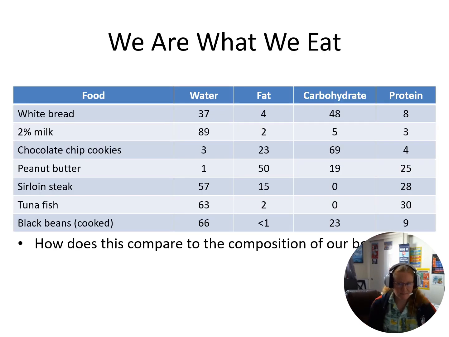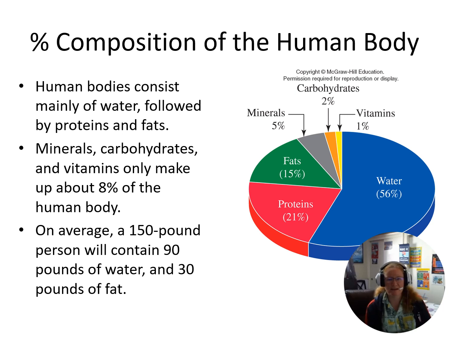So we like to say that we are what we eat, and so when we look at all these different things, the water, the fat, the carbohydrate content, the protein content of various different things that we might ingest, okay, how does this compare to the composition of our bodies? Well, if we look here, we're mostly water, all right? We've got some minerals, some carbohydrates. They don't make up a whole lot of our body. We do have a lot of fat and protein though. So a 150-pound person has about 90 pounds of water and 30 pounds of fat. And then the rest is going to be made up by the proteins and all the other things. All right, so this is a basic overview looking at nutrition.